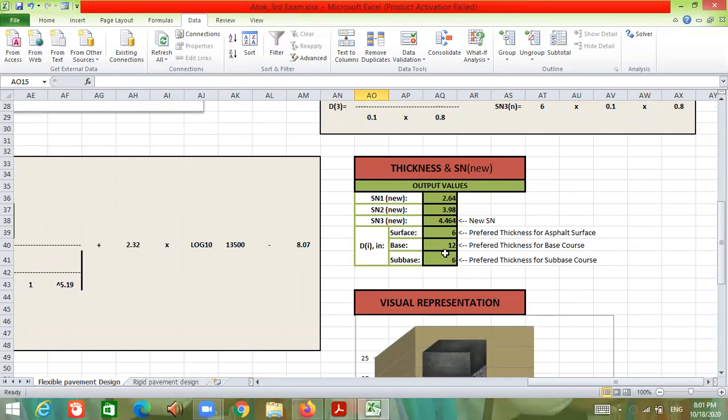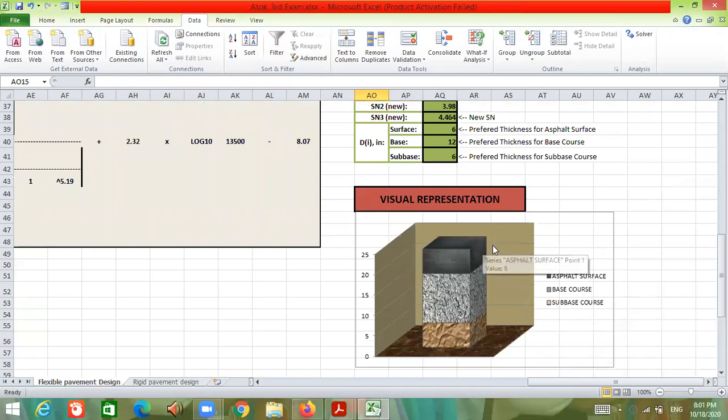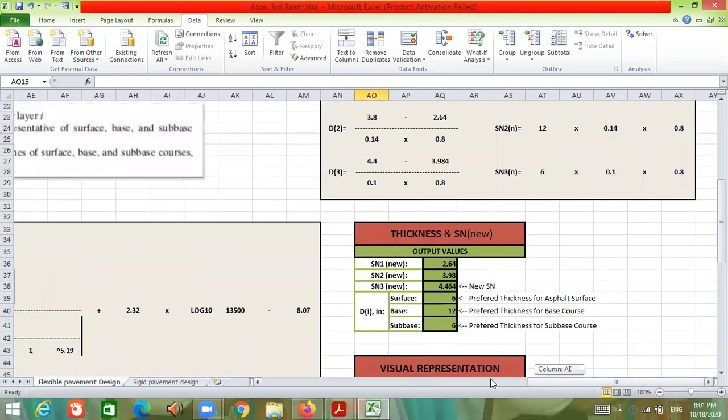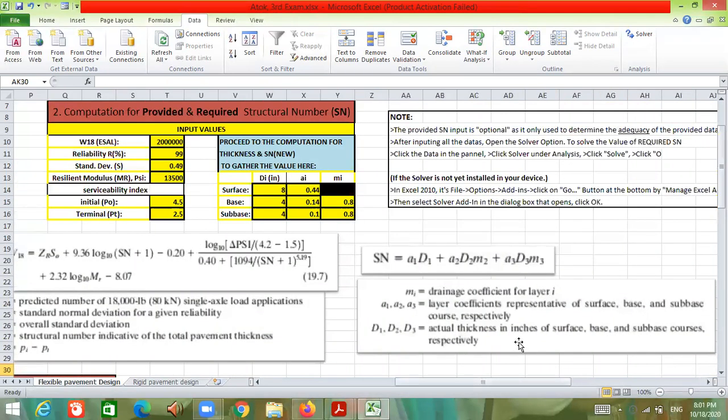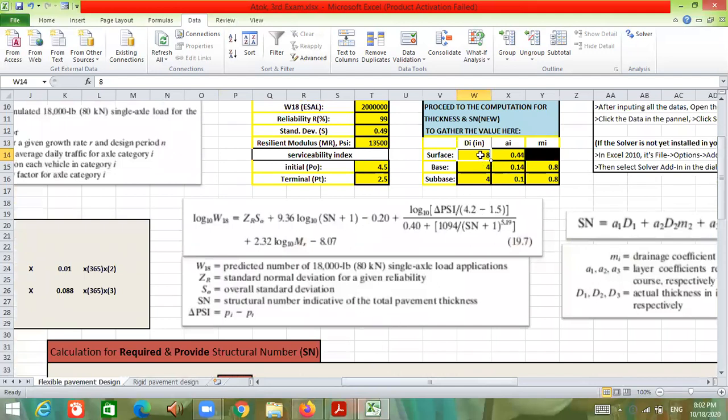And here, surprisingly, we got the value for our surface of 6, the base as 12, and the subbase of 6. And for a better visual representation of our values, here we've got the visual representation in terms of the thickness of the surface asphalt, base course, and the subbase course. And to test if it is adequate or not to carry the projected design ESAL, we are going to change the thickness values to the values given to us, which is 6 for the surface, subbase is 6, and base is 12.